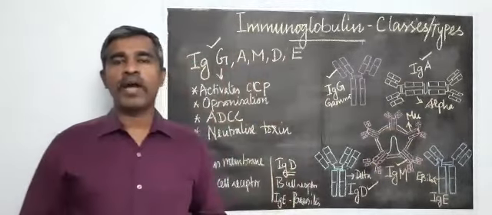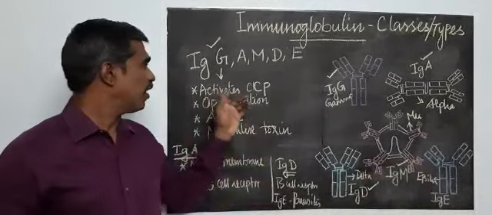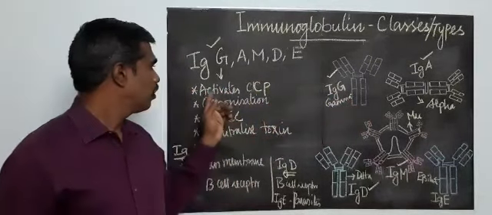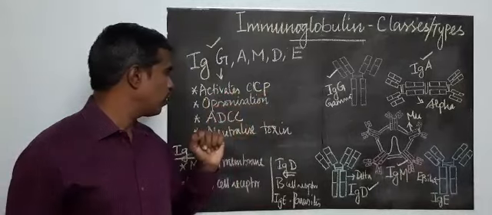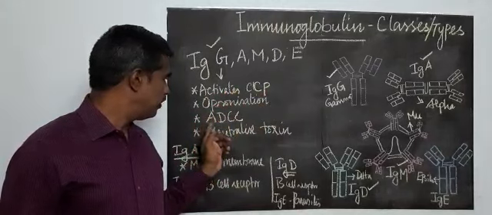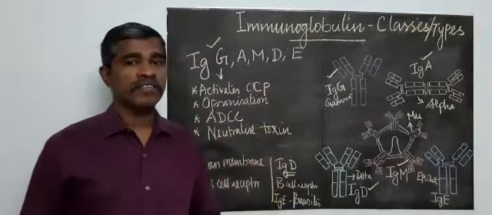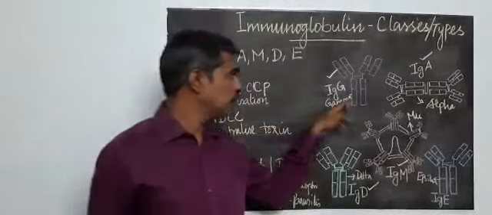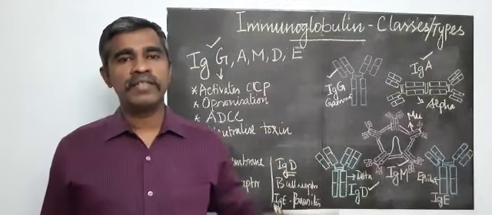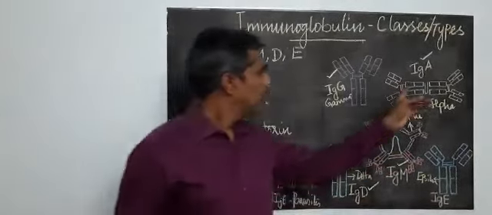IgG is the predominant immunoglobulin that is present in the human system, and it performs vital functions. It is a monomer. The heavy chain unit is gamma. It activates the classical complement pathway, does the process of opsonization, is involved in ADCC, and also neutralizes toxins. A very important function of this IgG is that it is capable of crossing the placental barrier, thus providing immunity to the developing fetus also. The next is IgA.